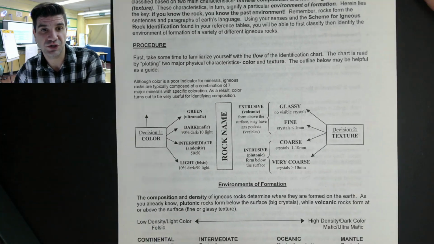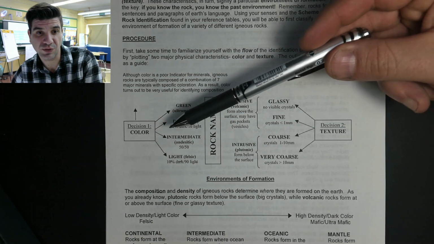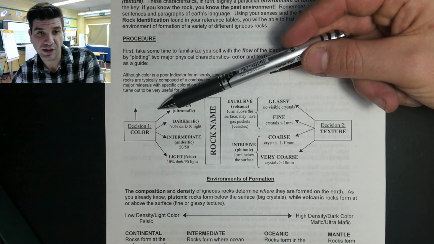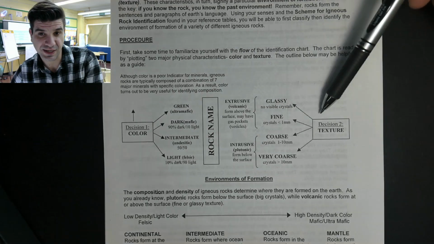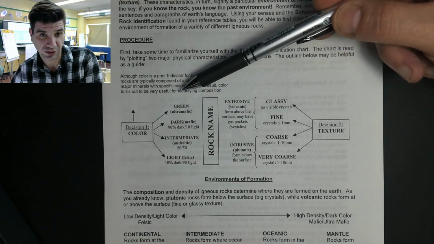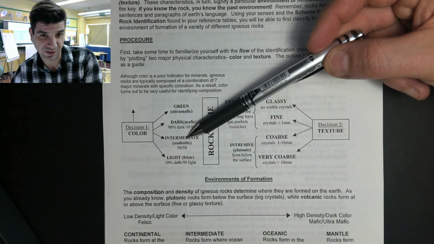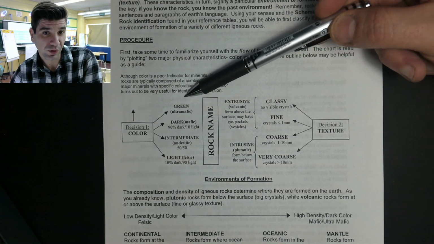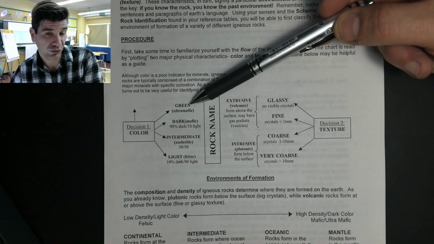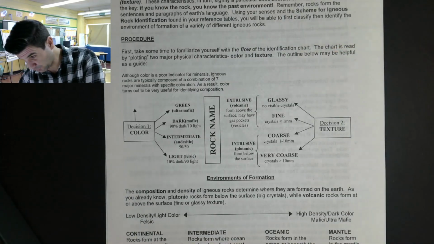So here's your procedure. Basically what you're going to be doing is looking at two things. Decision number one is the color, and decision number two is the texture. So for color, you're going to start off, is it light? Is it intermediate, like 50-50? Is it dark? Or is it mafic or ultra-mafic, in which case that would mean green.